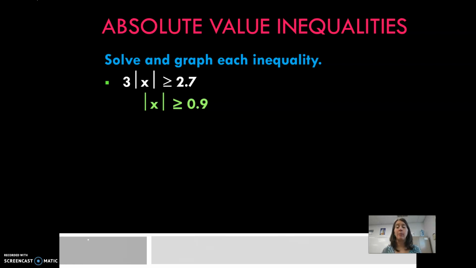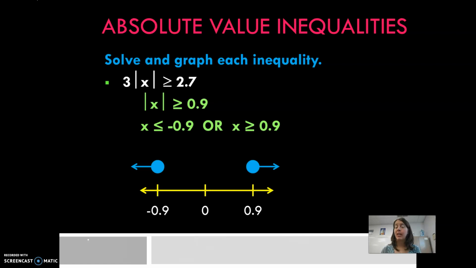Notice I didn't distribute the 3 into the absolute value. That's not what you want to do at all. You're trying to get rid of the number, so do the opposite of what you see in the question. The absolute value sign is completely isolated. I see my greater than sign, which means I'm in two different sections. I'm to the left with the negatives, so I have x is less than or equal to negative 0.9, or I'm going to the right with the positive, so x is greater than or equal to 0.9.